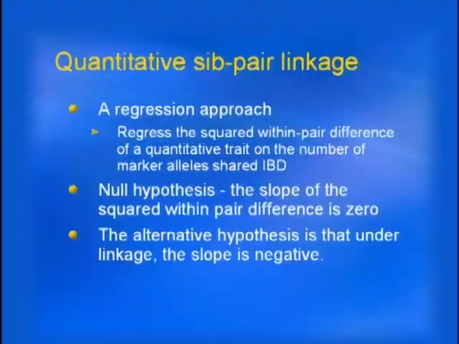Okay, so the quantitative sib pair linkage analysis is a regression approach, and the basic idea here is that we're taking a quantitative trait, and we're looking at the within-pair trait difference. This is always difficult to explain in words, but I'll try it in words first, and then I'll show you a picture. If the gene that we're looking at is actually the one involved in causing the disease, you would expect that if two siblings are more similar for the trait, they would be expected to share more alleles identical by descent.